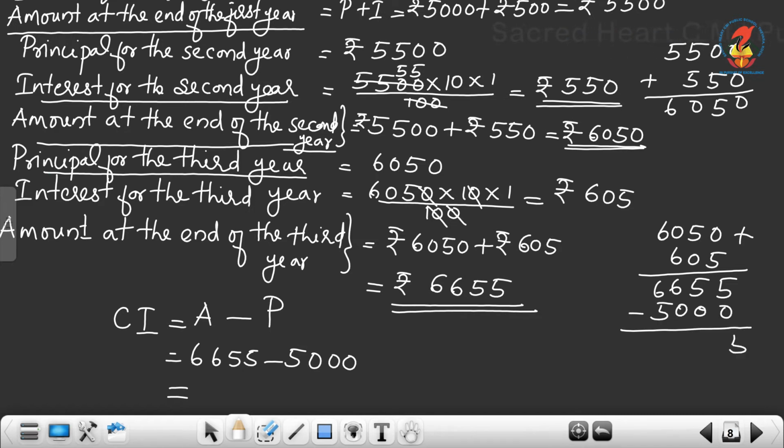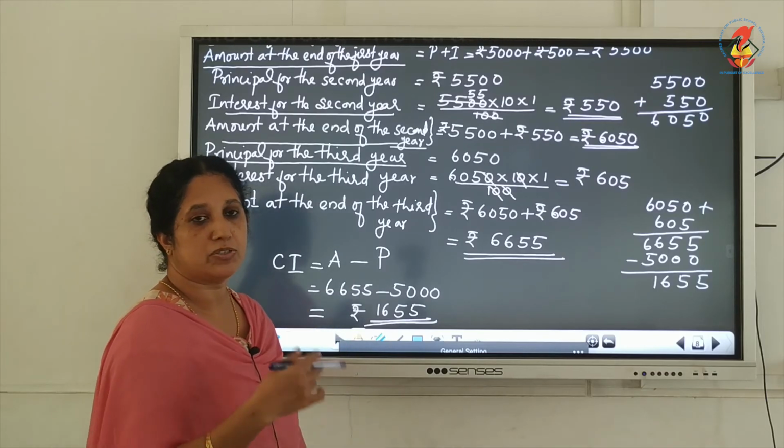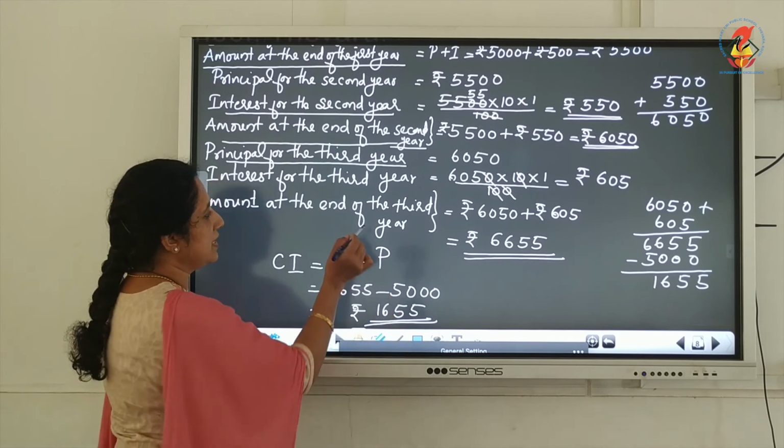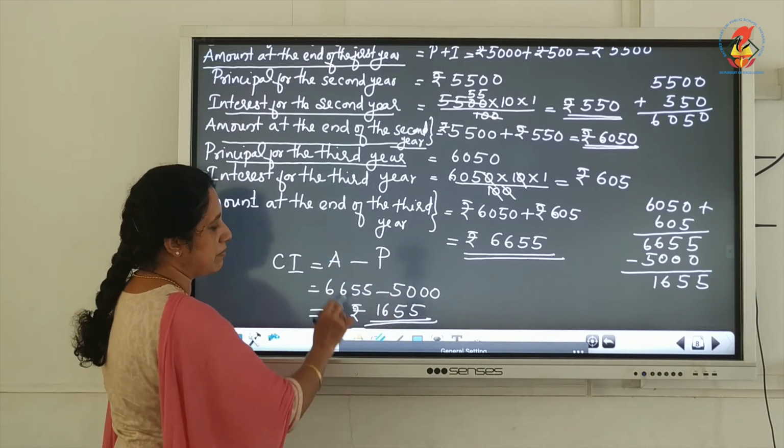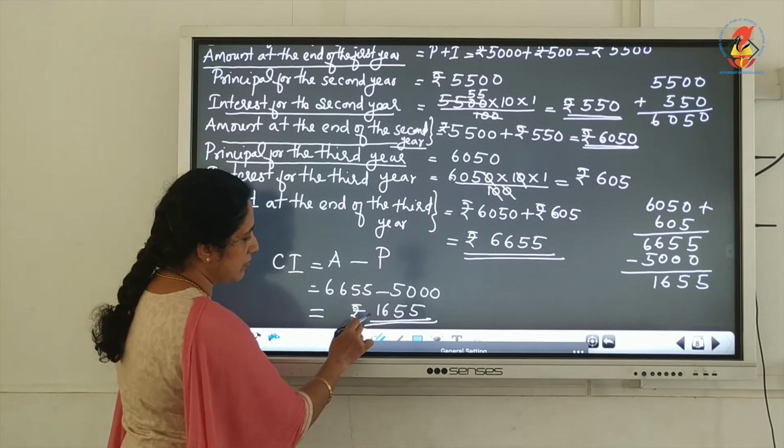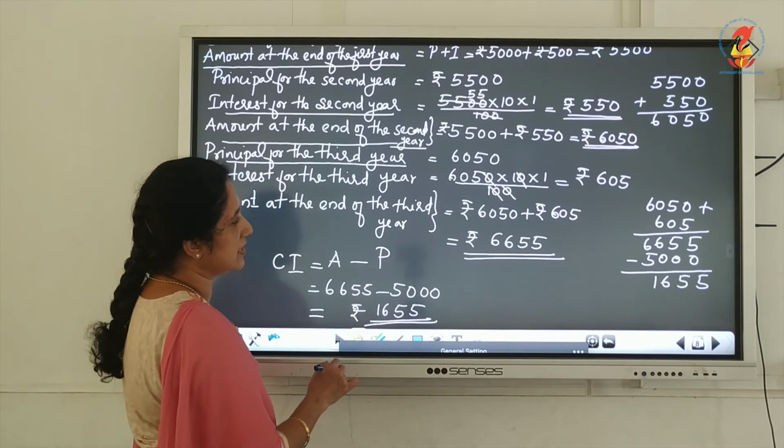So we will get it as 5,561. So we will get it as rupees 1,655. So first of all we have to find out the amount at the end of the third year. We have to calculate the compound interest on 3 years. So amount at the end of the third year we have to find out. Then compound interest is equal to amount minus principal. So we will get the answer as 1,655.